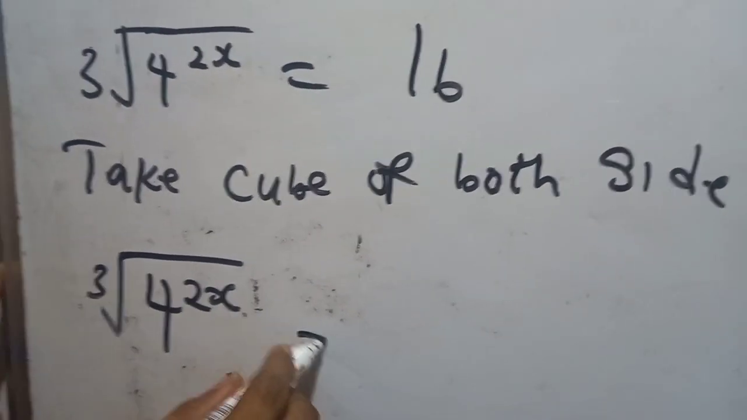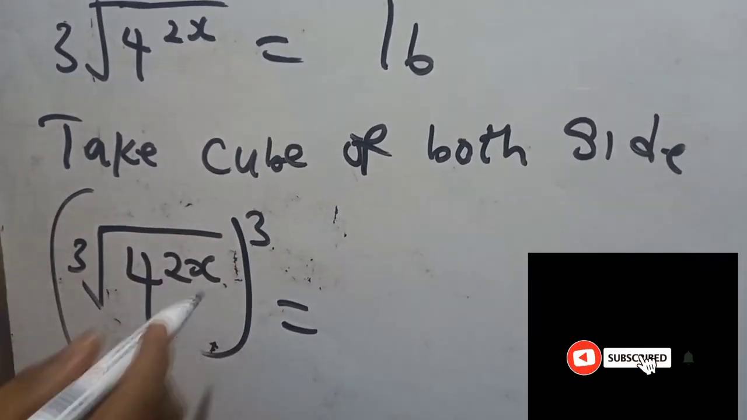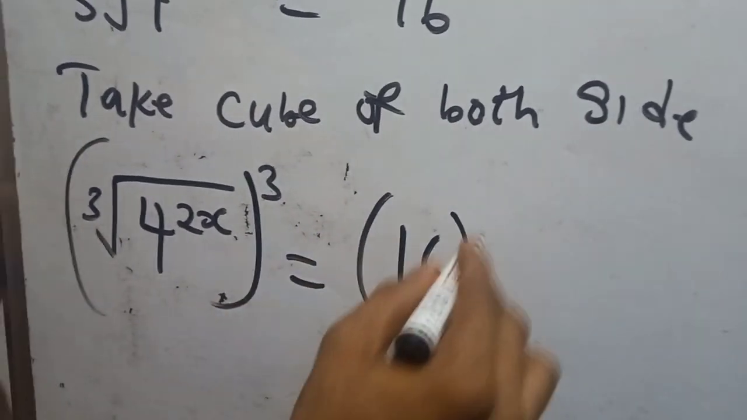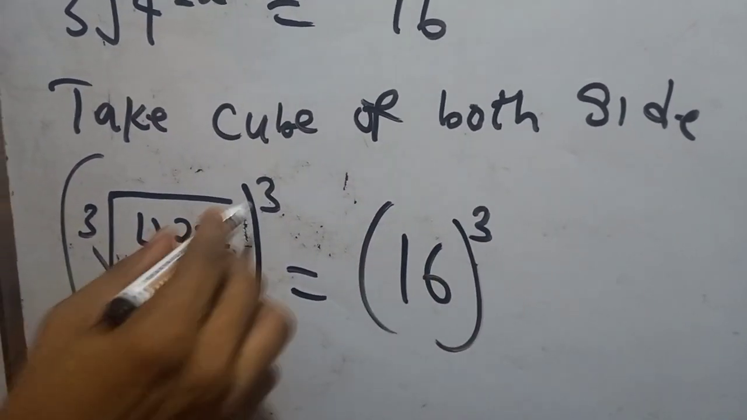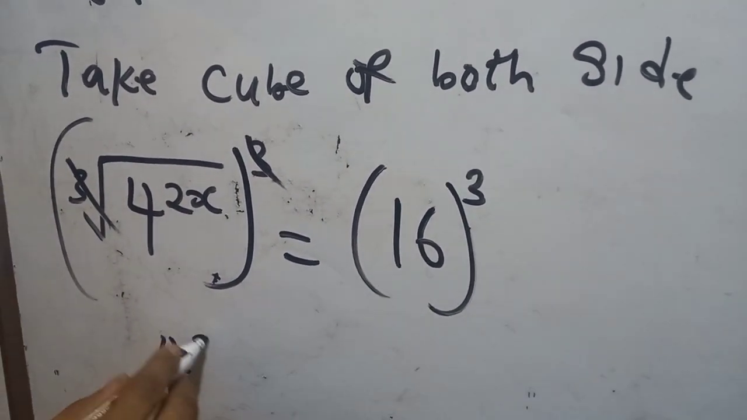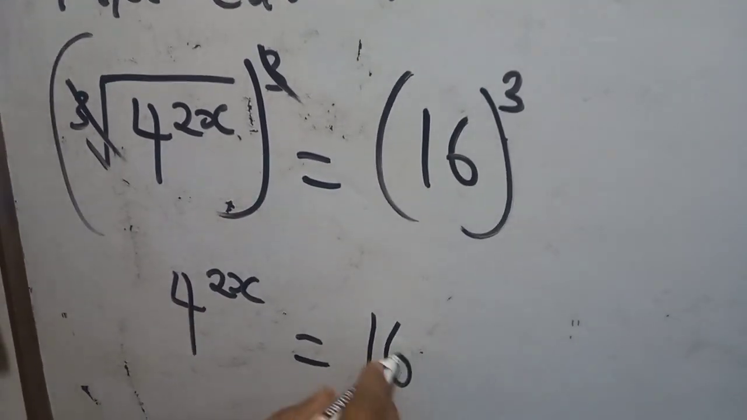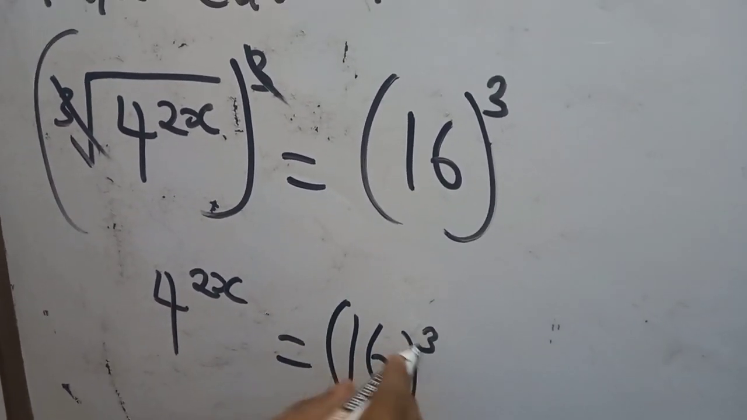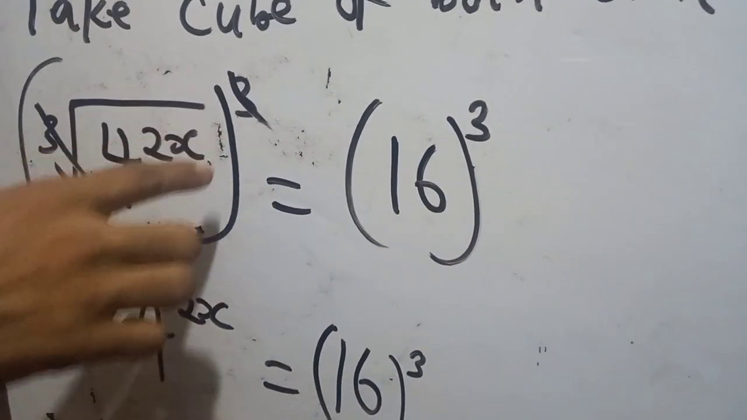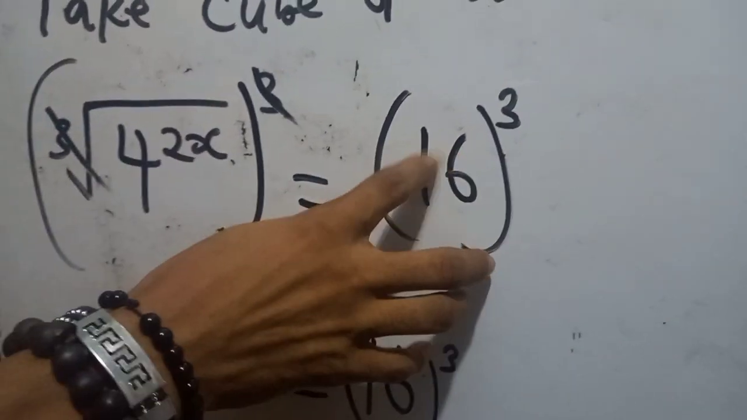Equals to, cube root cube. So I've written my cube here. So 16 cubed also. So cube and cube root cancel out. We have 4 raised power 2x equals 16 raised power 3. Okay, so what happened here? I used cube to eliminate the cube root. So we have 4 raised power 2x equals 16 raised power 3.